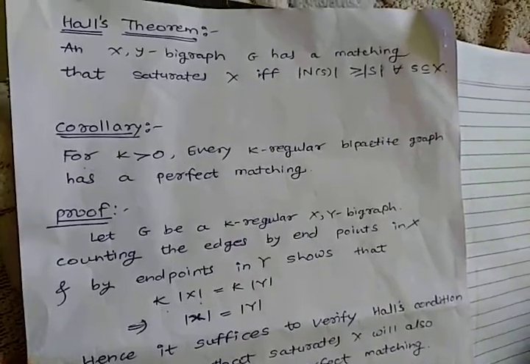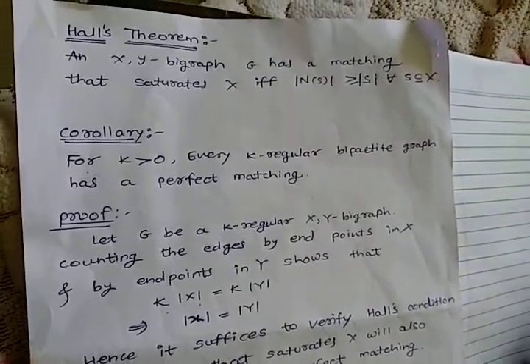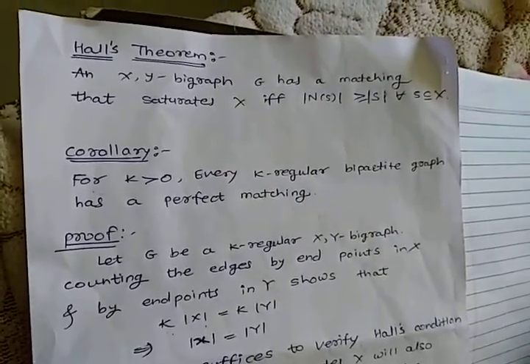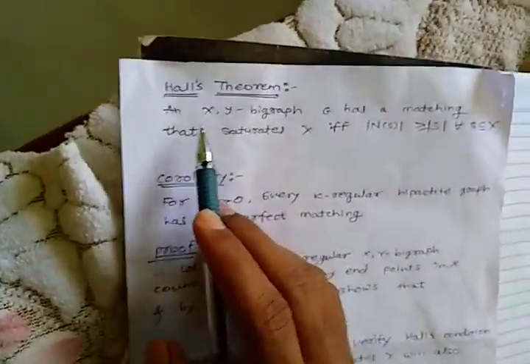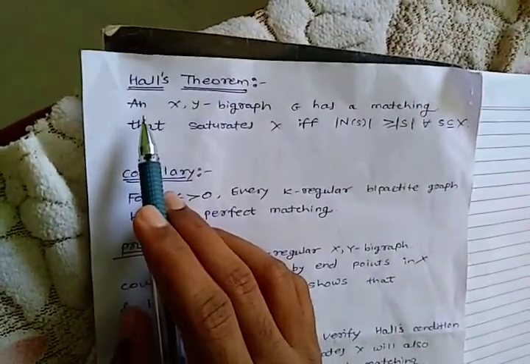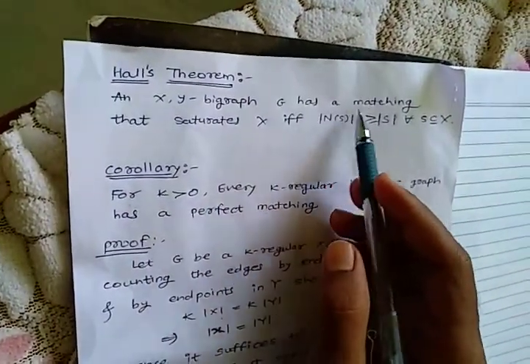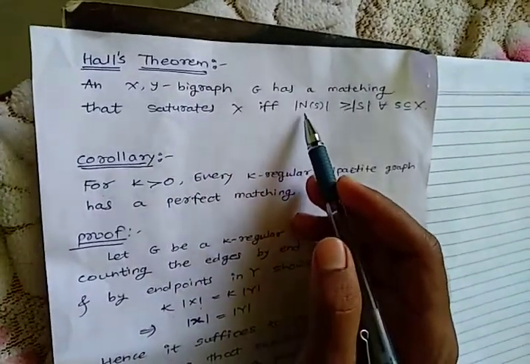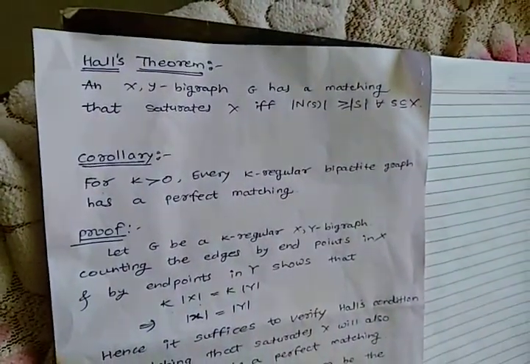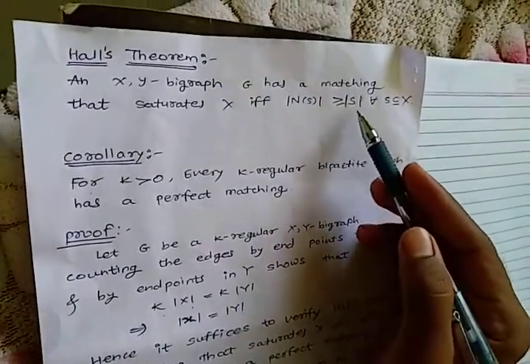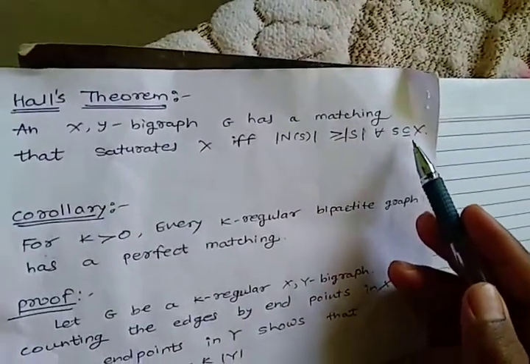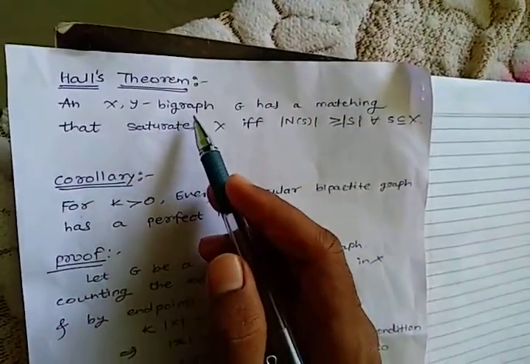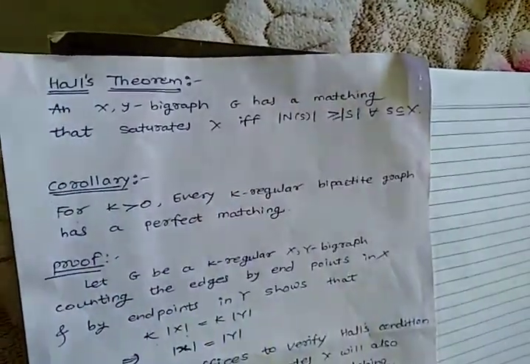Hello friends, today we have to study the corollary of Hall's theorem. First we recall the statement of Hall's theorem. See statement. An XY bigraph G has a matching that saturates X if and only if the cardinality of the neighbors of S is greater than or equal to the cardinality of S for all S subset of X. Here we see an XY bigraph G has a matching.